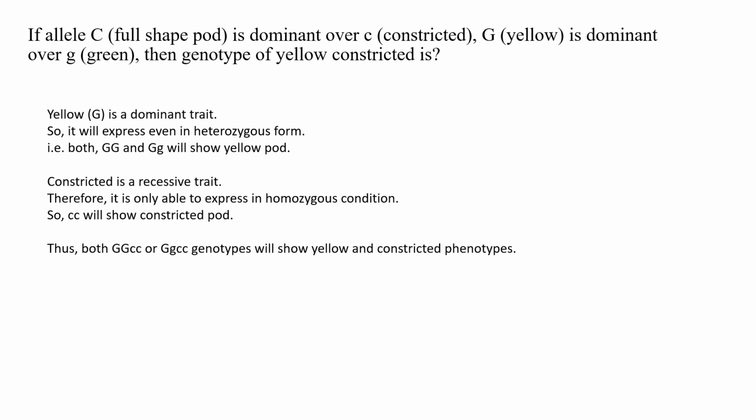Now, the other trait, that is constricted, is a recessive trait. So, it is only able to express in homozygous conditions. So, only small c small c will show a constricted pod. Thus, both capital G capital G small c small c and capital G small g small c small c genotypes will show yellow and constricted phenotype.